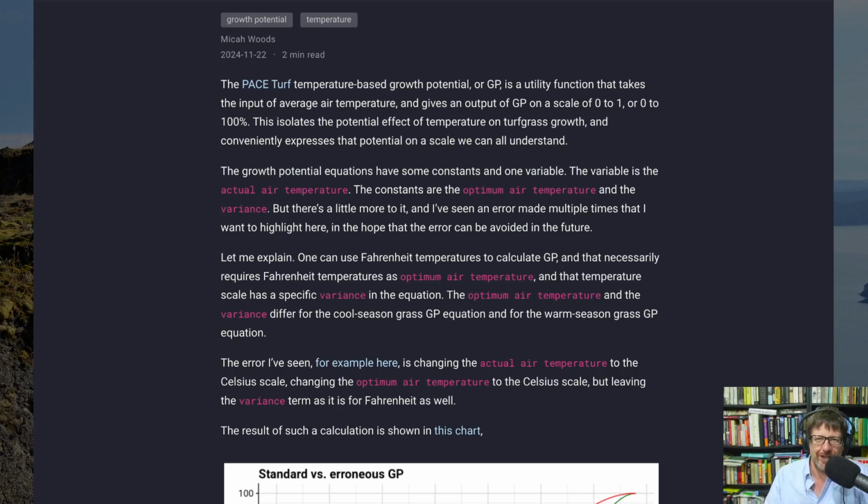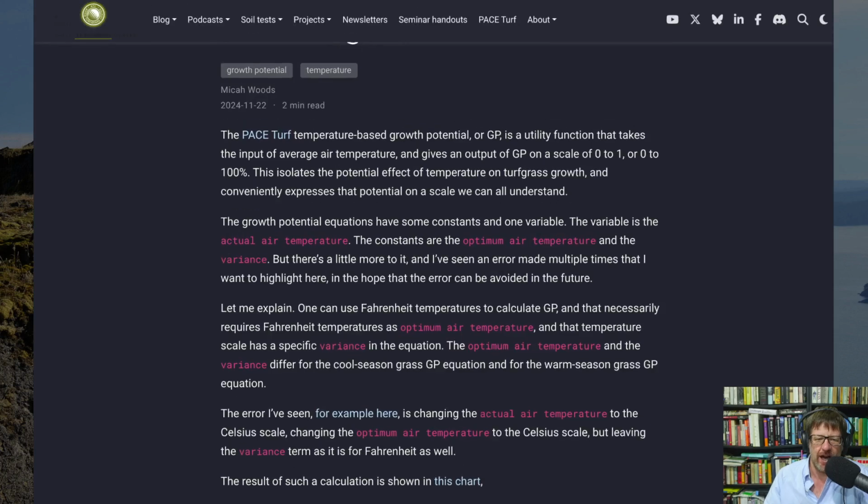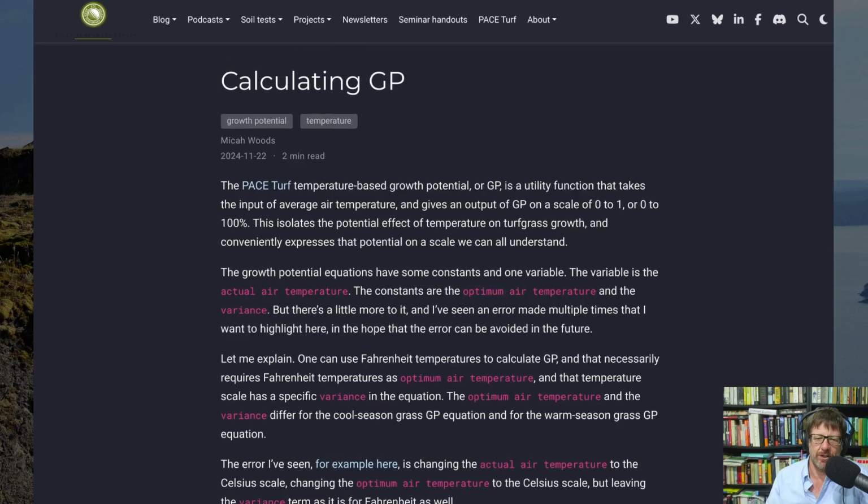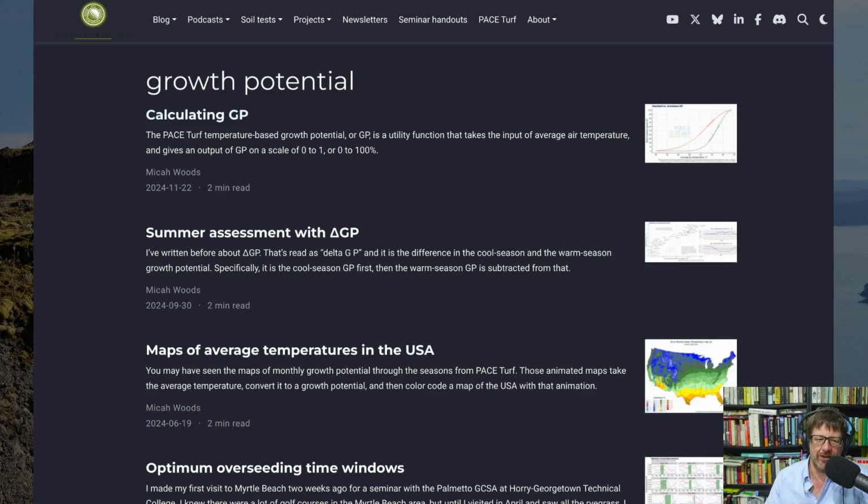This is not an episode about all of the many, many uses of growth potential. If you want to check that out, I recommend clicking on the growth potential button that's right at the top of this blog post. So the blog post has a title of Calculating GP, and if you go under that on the website, you see a growth potential tab. If you click on that, it brings up all of the posts on the ATC website that are tagged with growth potential. So you can find many, many uses of that.